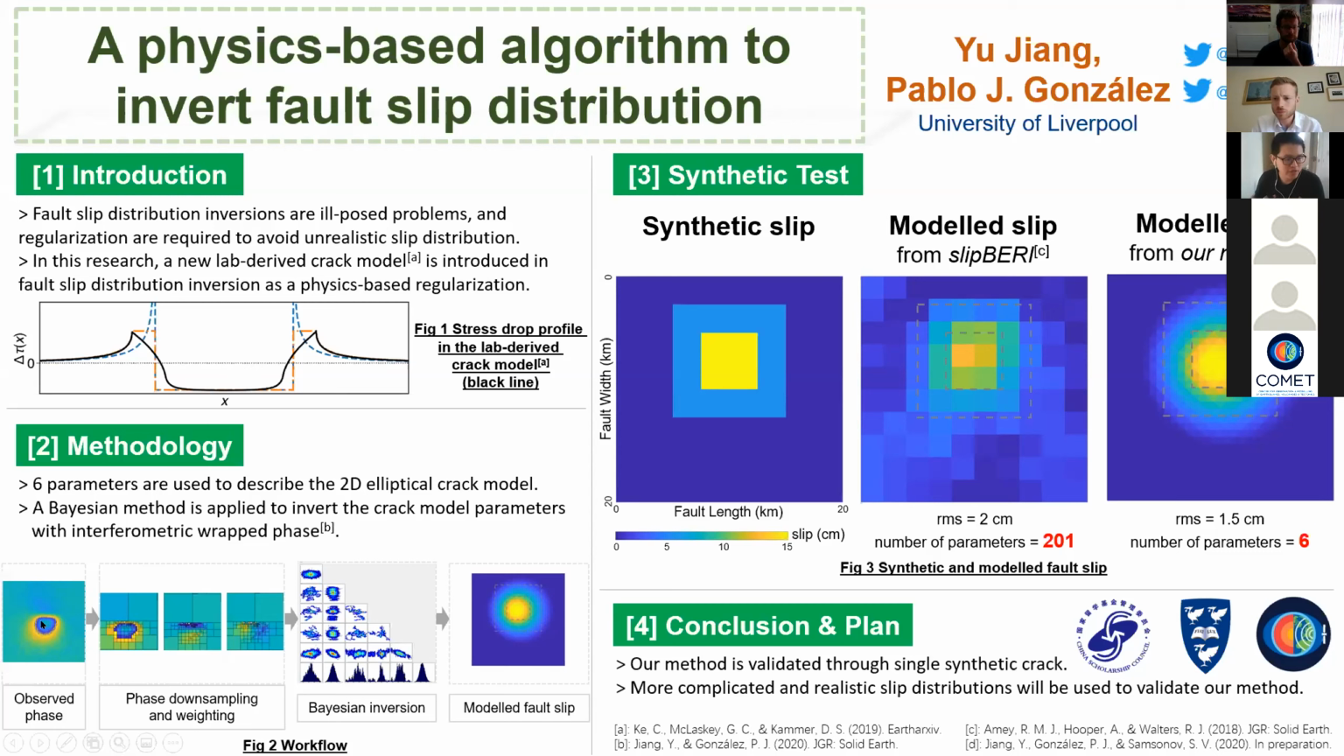And the workflow is shown in figure 2, which is based on our WGB's method from observed rapid phase to, we do phase downsampling and data weighting, and then construct the likelihood function. And the Bayesian approach is used to estimate the crack model parameters, and finally calculate the model fault slip.